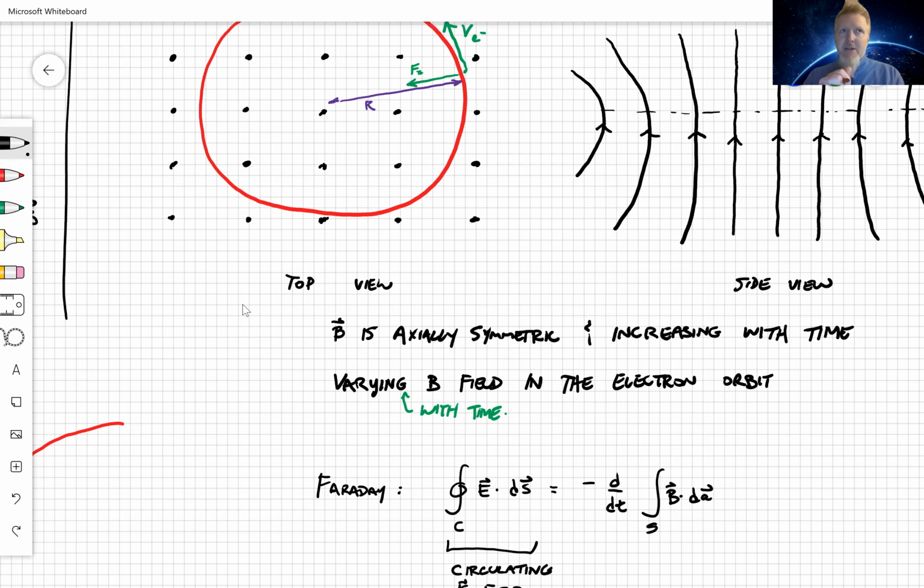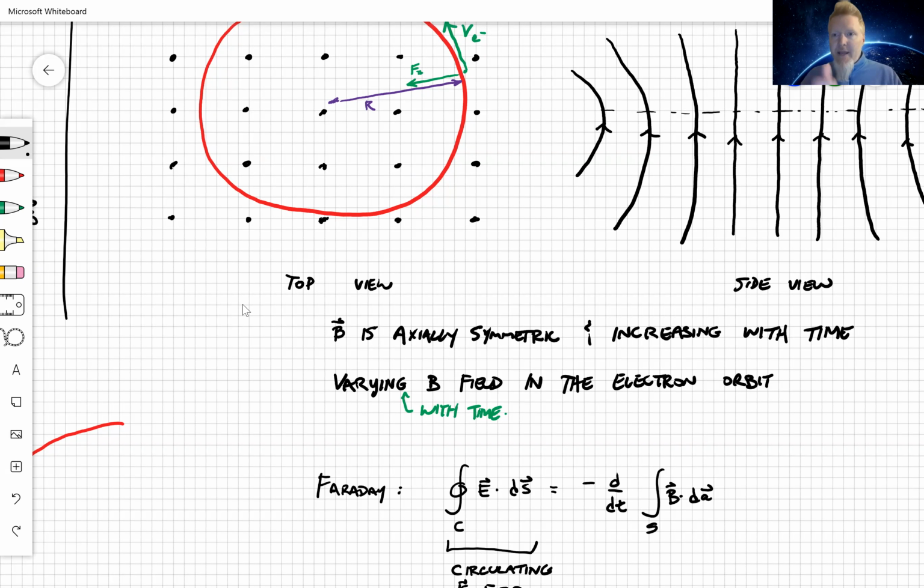Now, I want to make sure you understand, this is a loop that I just picked, and this is going to happen with any loop that you pick. It's not just because I have this one that this is the only one where an E field is going to be induced. No, it's going to be induced around any loop that you pick in space. As long as there's B field that's increasing or changing with time through that loop, then there will be an E field generated around that loop.